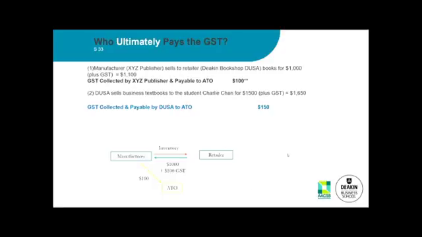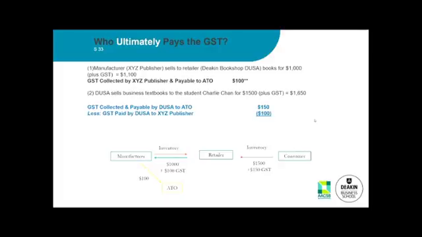Right, and then we have the DUSA, who sells their books to students for $1,500. Although in DUSA's case, it'd probably be more than that. Probably $2,000 would be about the figure that they would charge. But that includes GST, so the amount would be $1,650. So they have collected $150 worth of GST, and that has been borne by the consumer.